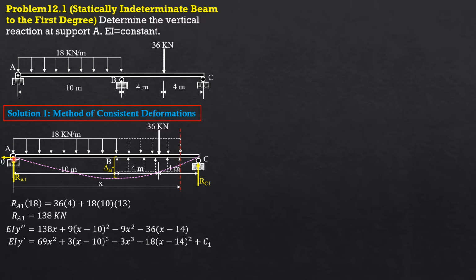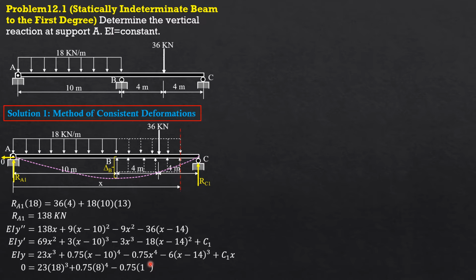So there is slope at A, so that's why there is c sub 1. There's no deflection at A, so there is no c sub 2. Integrating again, EIy equals 23x cubed plus 0.75 times (x minus 10) to the fourth minus 0.75x to the fourth minus 6 times (x minus 14) cubed plus c sub 1 x. Then we can now evaluate c sub 1 by setting x equals 18, y is 0 at C. So 0 equals 23 times 18 cubed plus 0.75 times 8 to the fourth minus 0.75 times 18 to the fourth minus 6 times 4 cubed plus c sub 1 times 18.